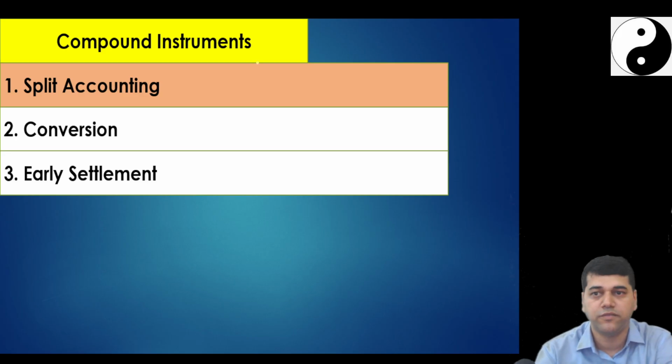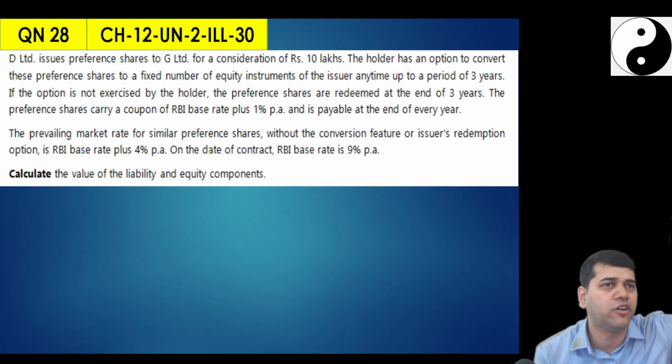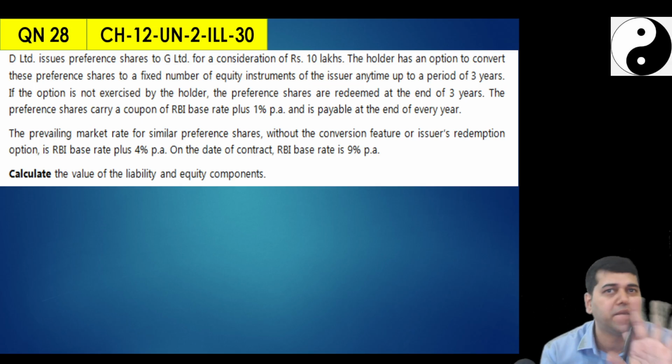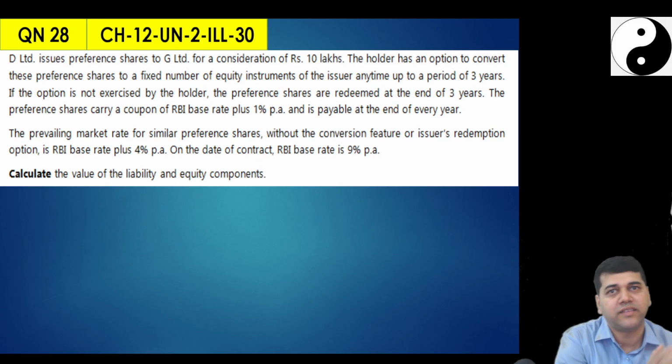Three things. First, we'll do split accounting. We'll solve problems on conversion. We'll solve problems on early settlement. Conversion: whether you convert at the end of the year or in the middle of the year doesn't make any difference. What is the entry? Simple. Liability balance account debit to equity. Finish. That's it.